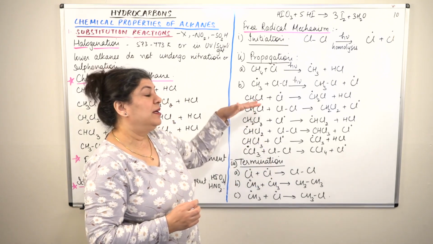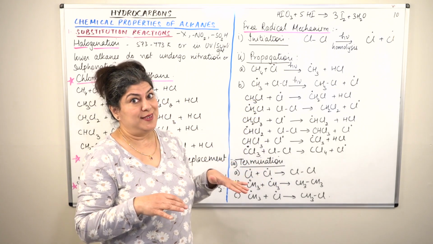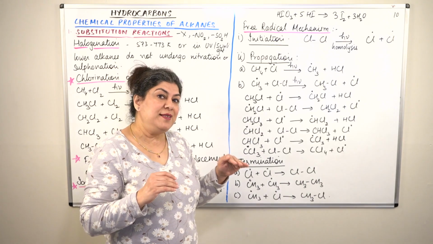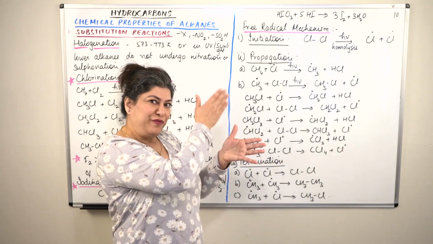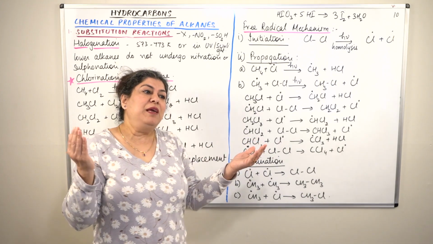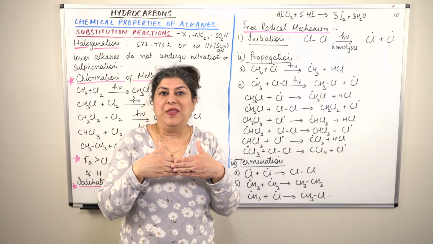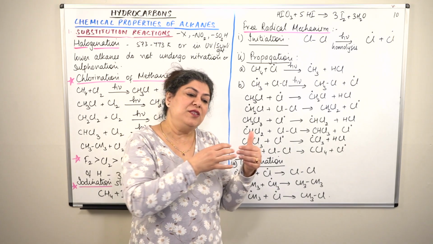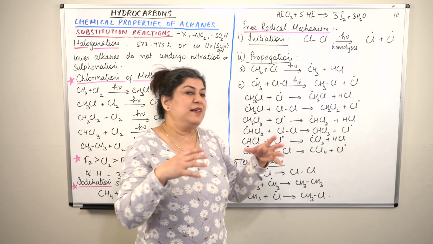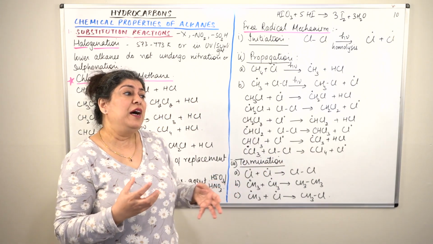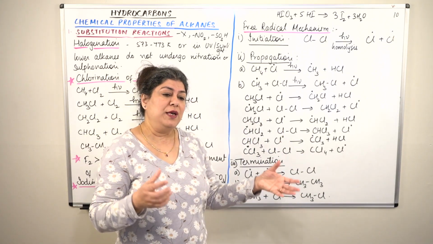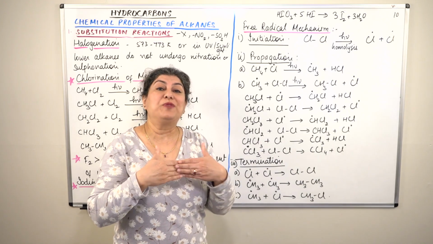And then comes the third step. What happens in the third step is that these free radicals that are formed during the first and the second step sometimes combine with each other. And they combine with each other and result in the formation of a product that does not give rise to a new free radical. So if a new free radical is not formed, the reaction stops there.